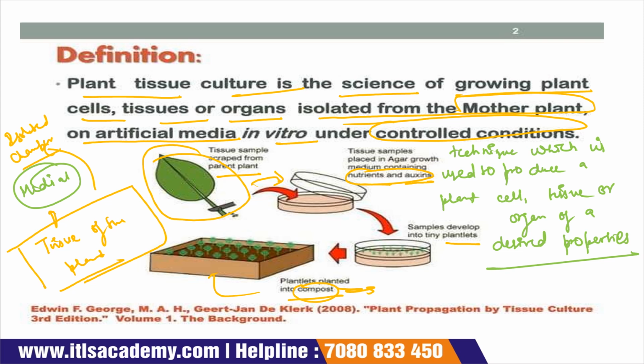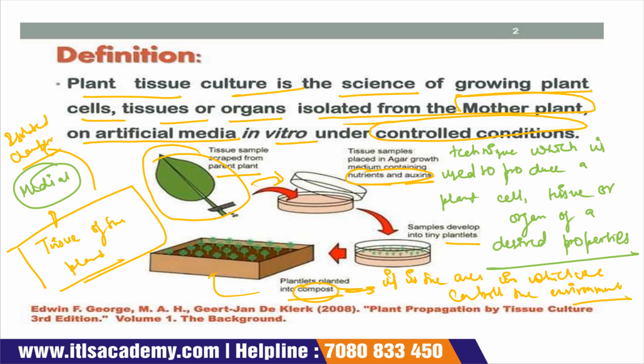It is the area in which we control the environment. Simply. So basically, this is about the plant tissue culture definition.